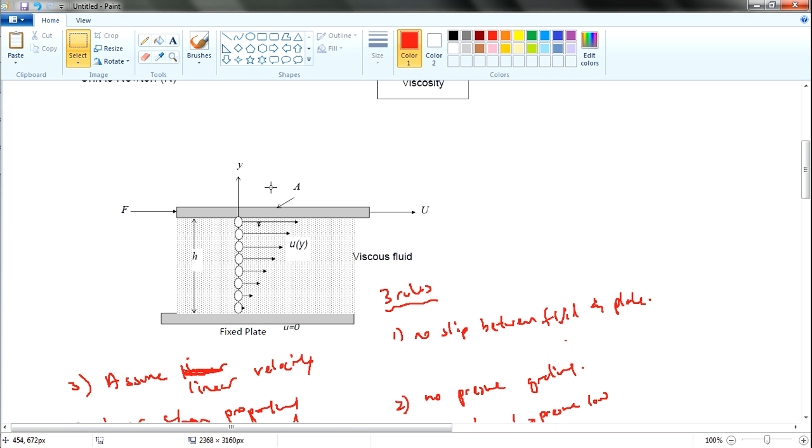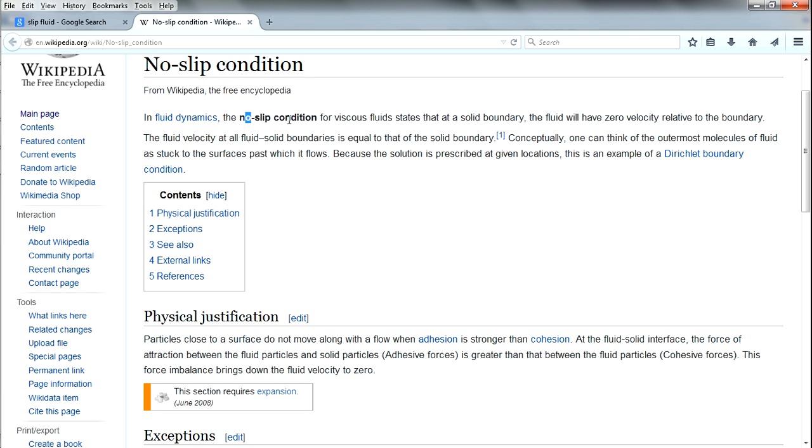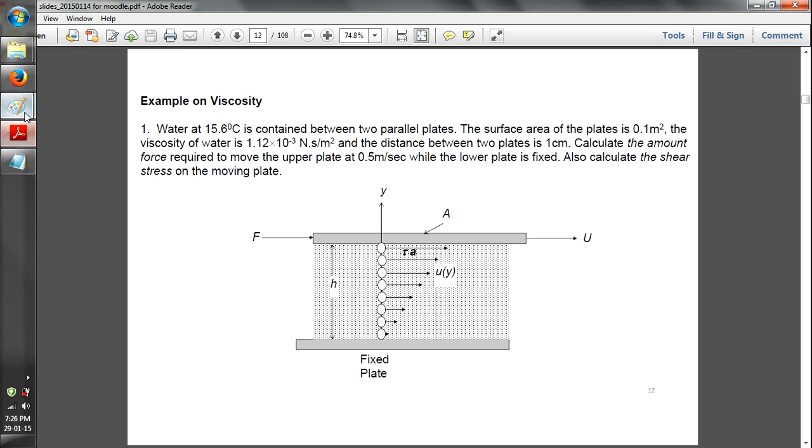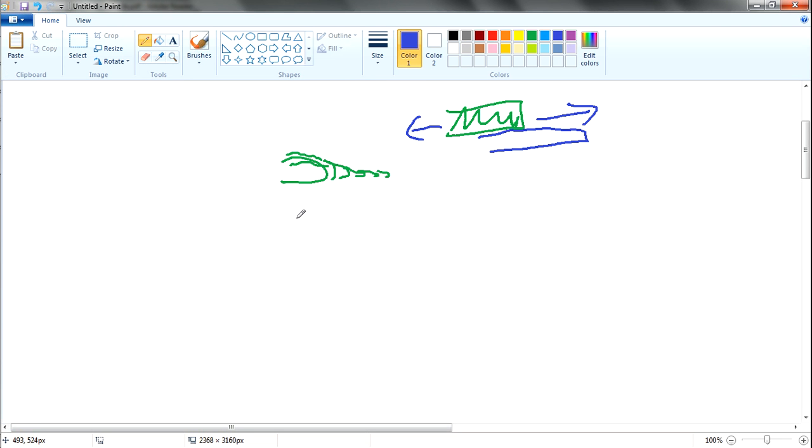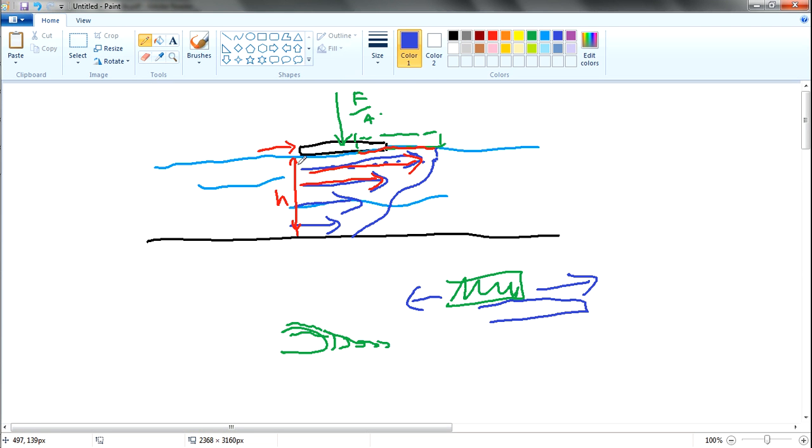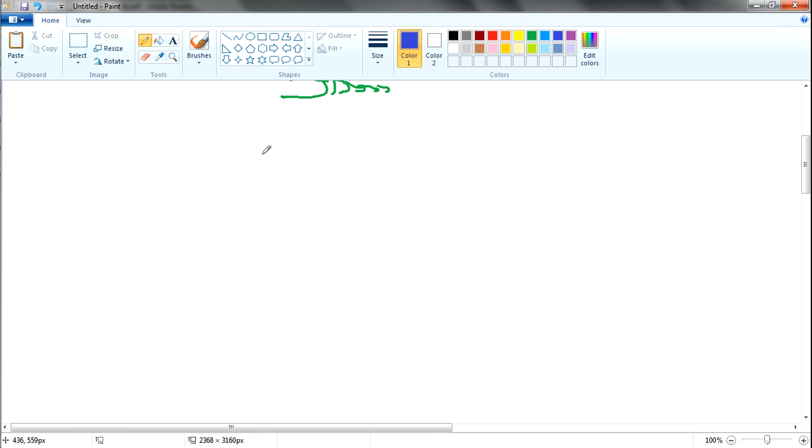So assumption-wise, there are three rules. The first rule is that we assume that no slip occurs between the fluid and the plate. So what does this mean by no slip? Because I don't know, I go and search. The no slip condition means that we assume that the molecules of the fluid stick to the surface of the plate itself. So imagine you have this, maybe you give me a minute.